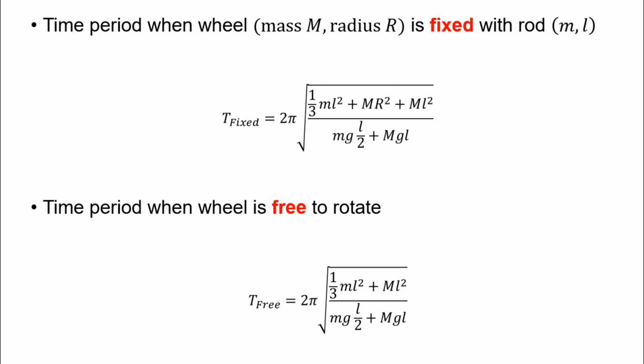In the first case, when the wheel is fixed with the rod, the wheel is not going to rotate with respect to the rod, but in the oscillation case, the wheel is going to rotate about the pivot point. On the other hand, in the second case, when the wheel is free to rotate during oscillations, there is going to be no rotation of the wheel with respect to the pivot point. That's why you can see that there are two different expressions for these two cases. So in today's experiment, we will be exploring these two different cases and try to see how much the time period is going to vary for these two cases.